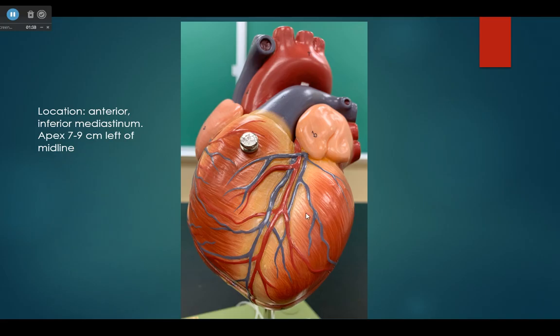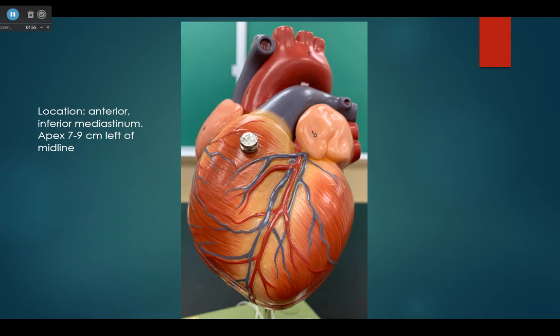The outer layer is the visceral pericardium or the epicardium. The terms are interchangeable. But if you do use the pericardial term, you do have to have the word visceral in front of it because there's 3 types of pericardia. The other layers we'll see when we get to the inside of the heart.